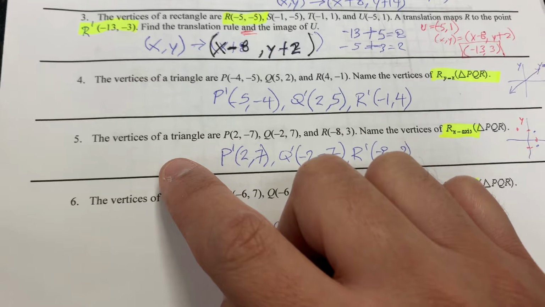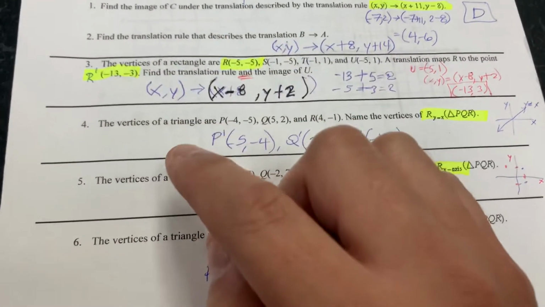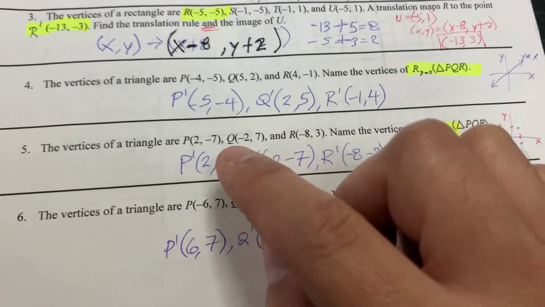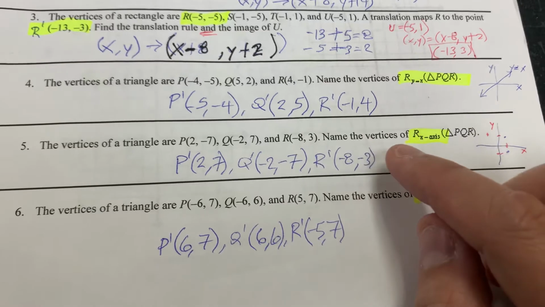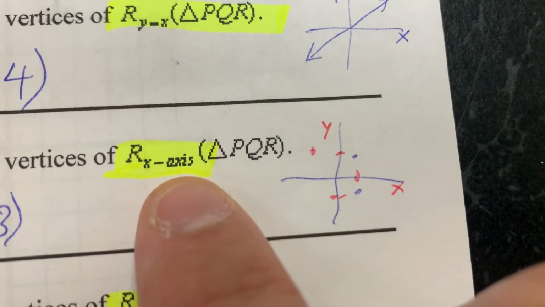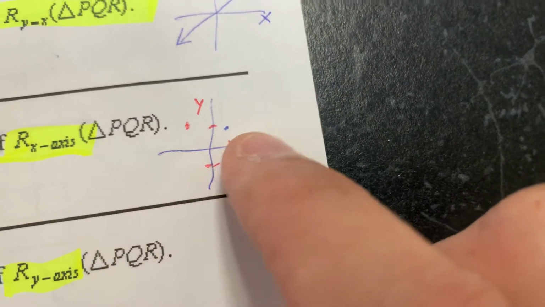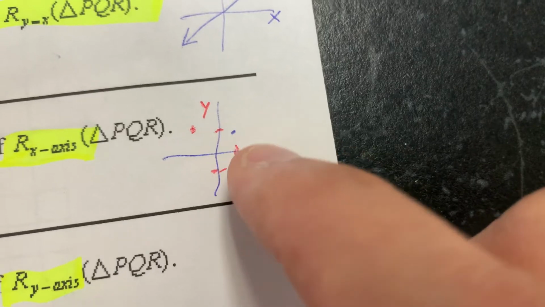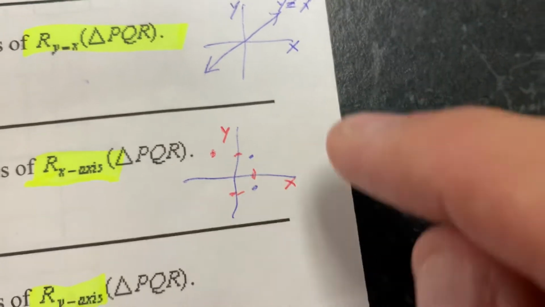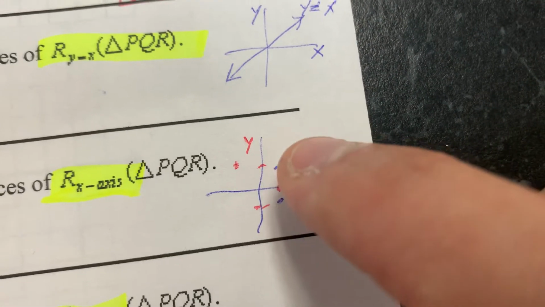Okay, for number 5. And by the way, 1, 2, and 3 were translations. 4, 5, and 6 here are reflections. The vertices of triangle PQR, name the vertices. Here our reflection is going to be over the x-axis. I did this over here, just kind of an example. You're reflecting over the x-axis. If you're reflecting over the x-axis, the x is not changing, okay? It'd be like you have a point there and then you're reflecting it over here. The x is the same. What's changing is the y.